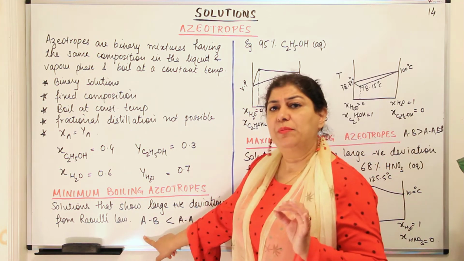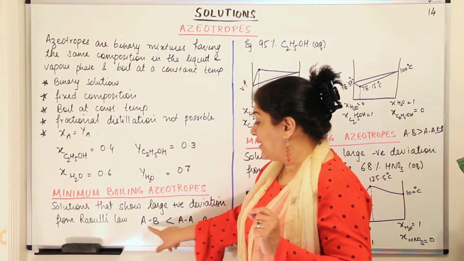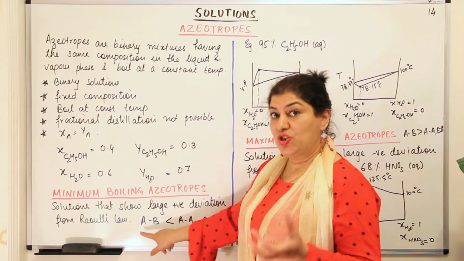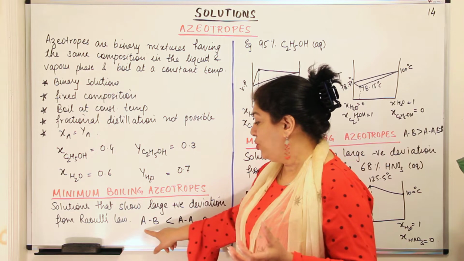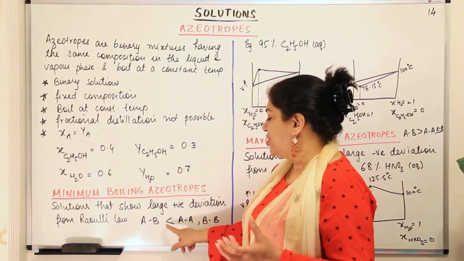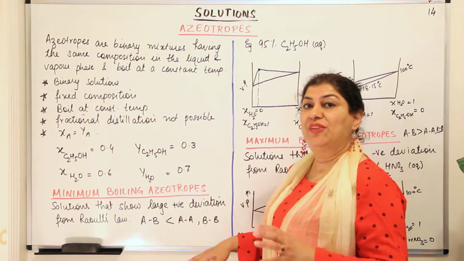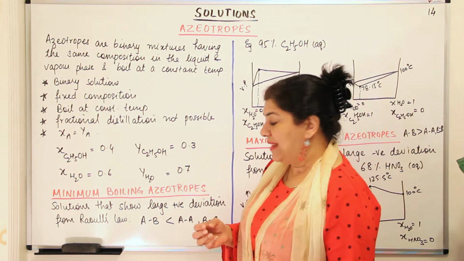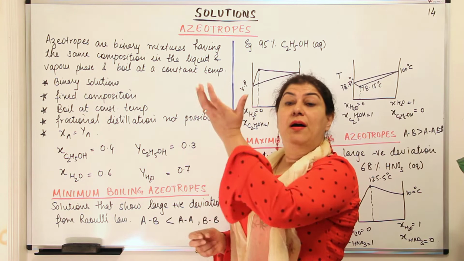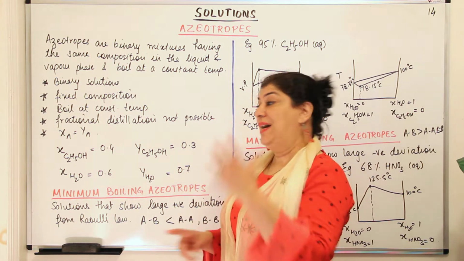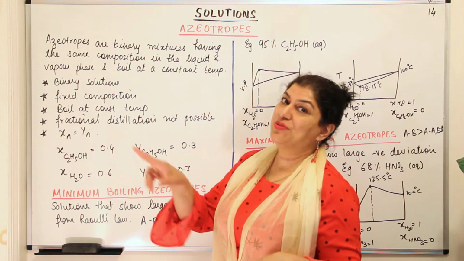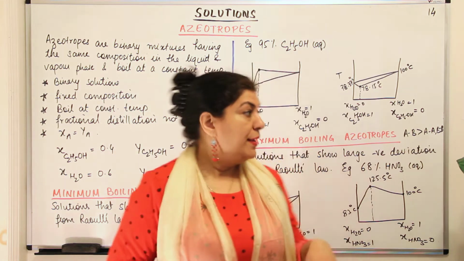Why would they have minimum boiling point? Because the attractions between the components of the solution, that is A and B, solute and solvent, are less than the attractions between the components. If the attractions are less, then the vapor pressure would be higher. If the vapor pressure will be higher, then the boiling point would be lower.